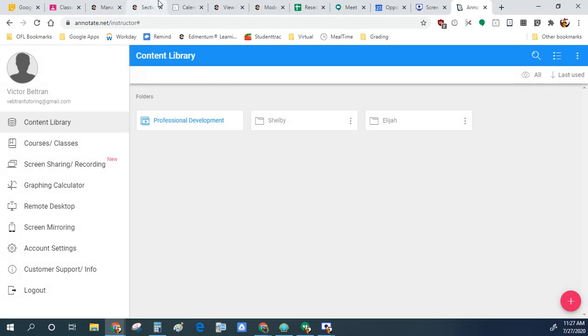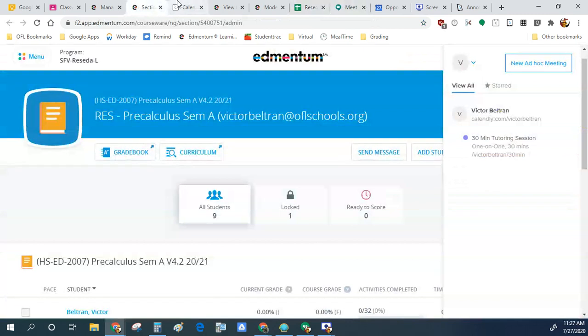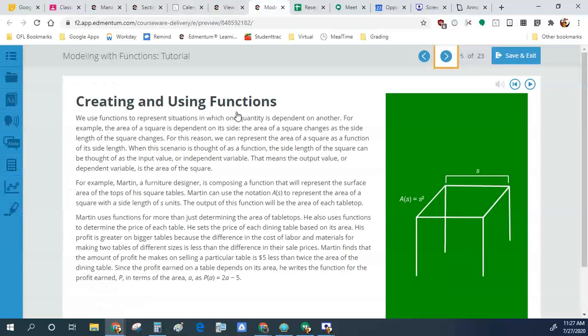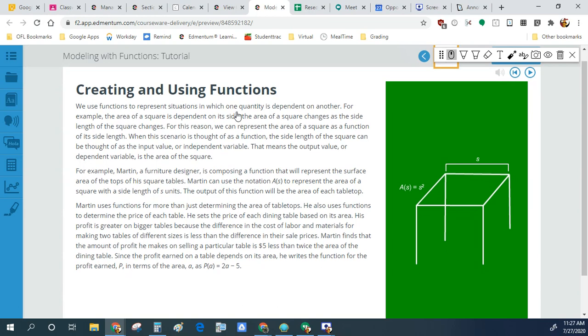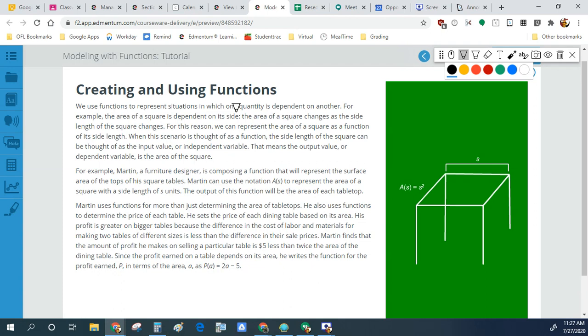All right. So I just needed to sign in. Go back to where were we? I hate how Edmentum opens all these tabs up for you. So, can you guys see me? Give me a second. Can you guys see me writing on the screen? As soon as I finish, can you guys see that?